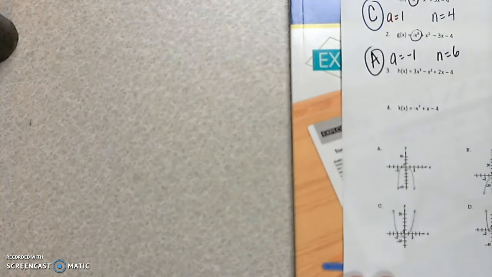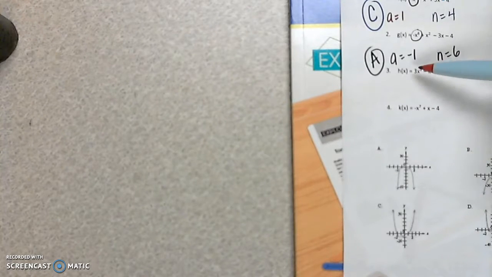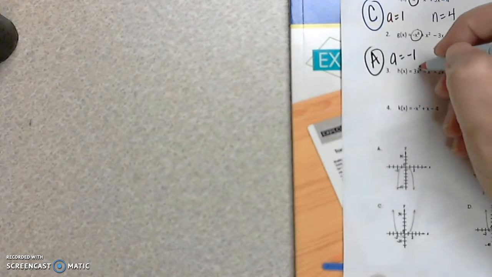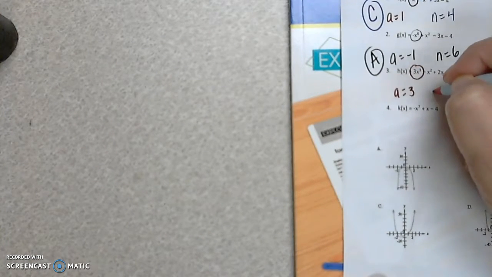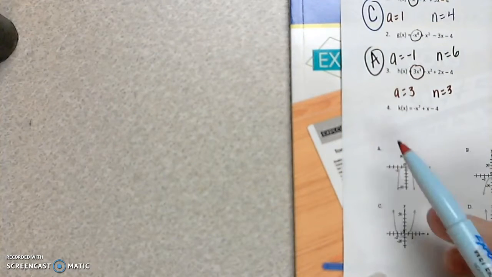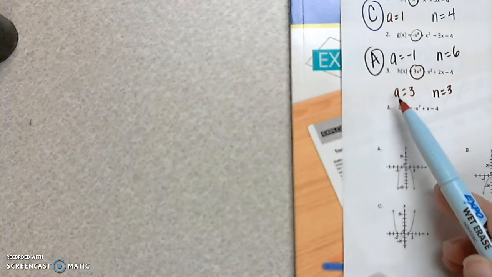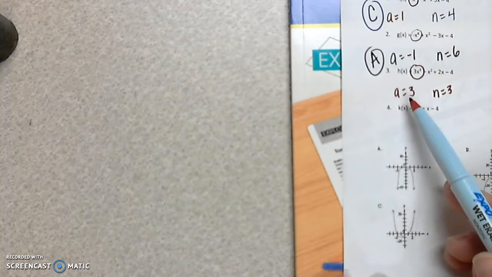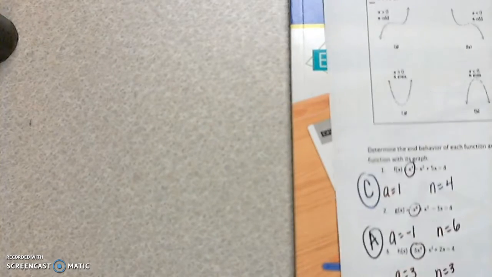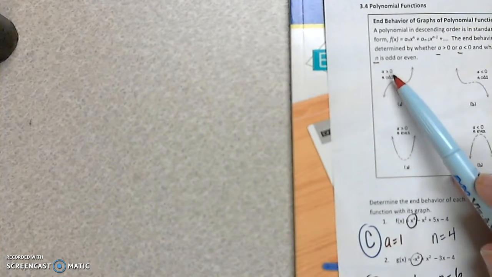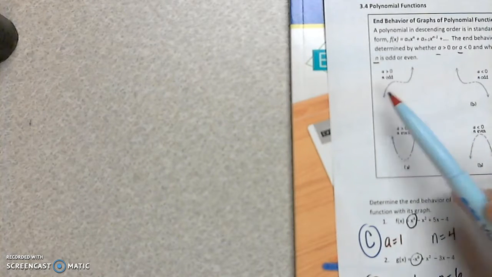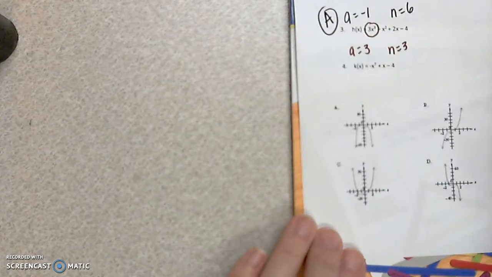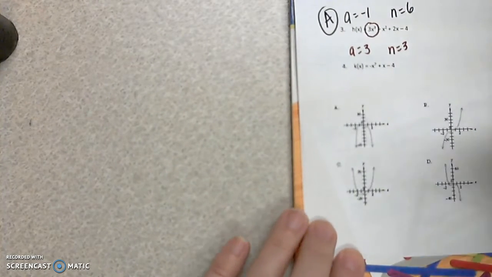Alright, on to the next. Make sure our exponents are in descending order. 3, 2, 1, they are. So I can look at my leading term here. My A is a 3, and my N is a 3. So I'm looking for the graph that has A greater than 0, positive A, but this time an odd exponent. So greater than 0 and an odd exponent. We're looking for the graph that has this type of end behavior. Alright, so that looks like it would be graph B.